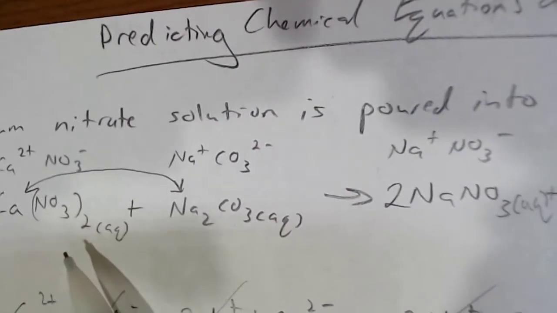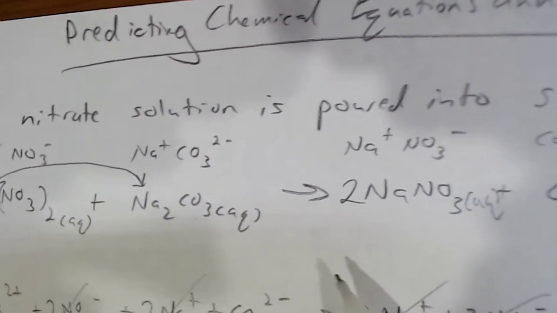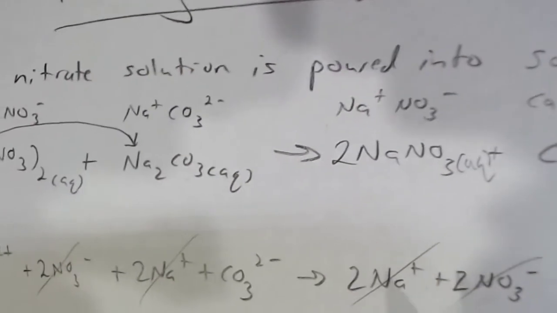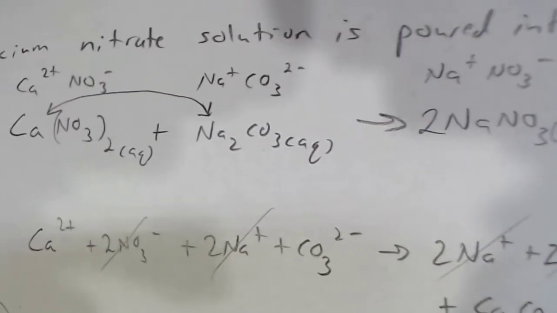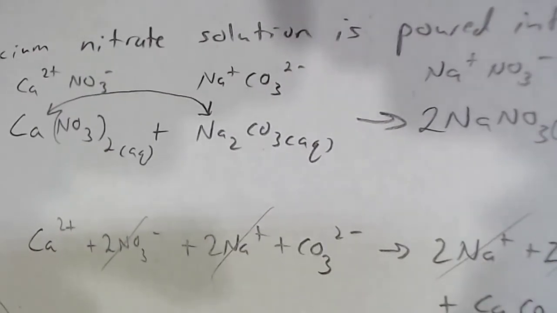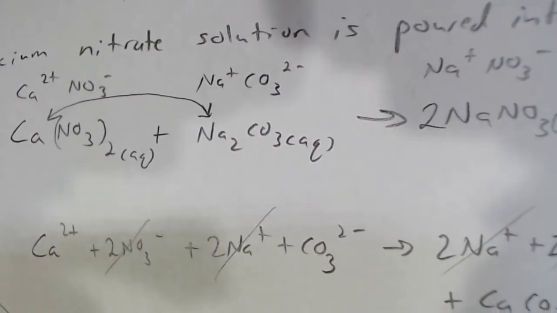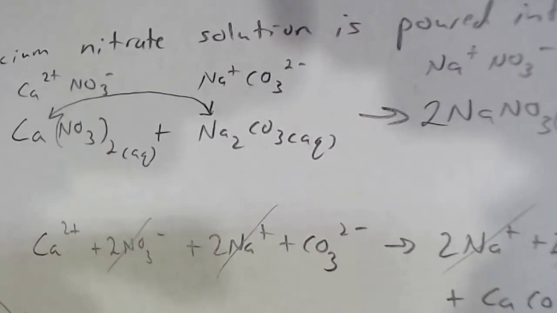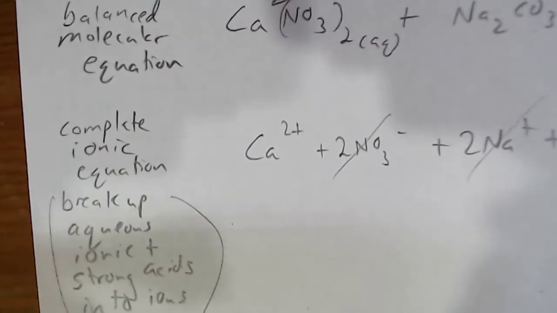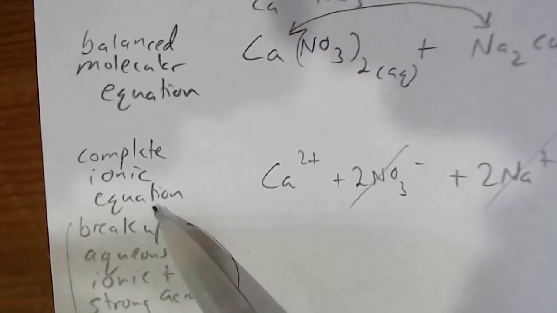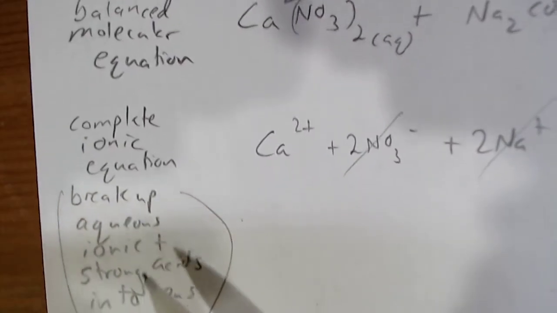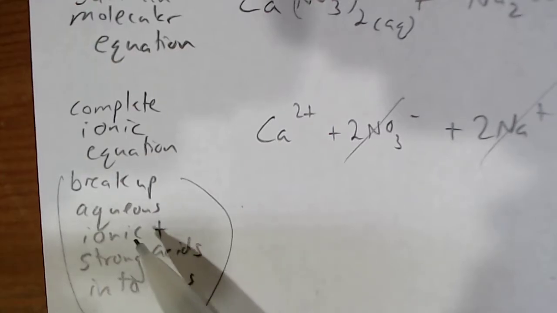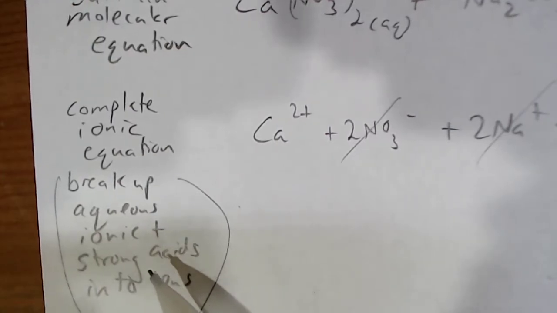This shows everything that's present during the reaction, but oftentimes it will show more things than you need. To write the simplest version of the reaction, the net ionic equation, we'll first write the complete ionic equation. To do that, you take any compounds that are aqueous ionic compounds or aqueous strong acids, and you break those up into ions.